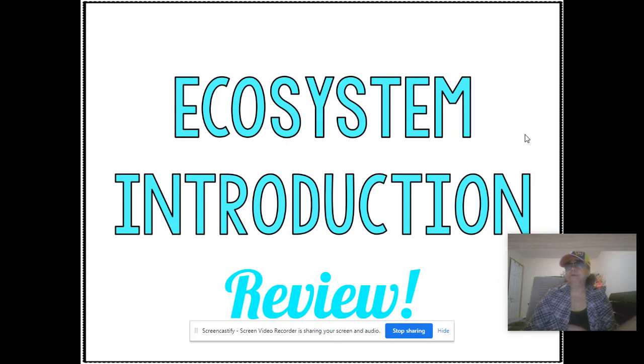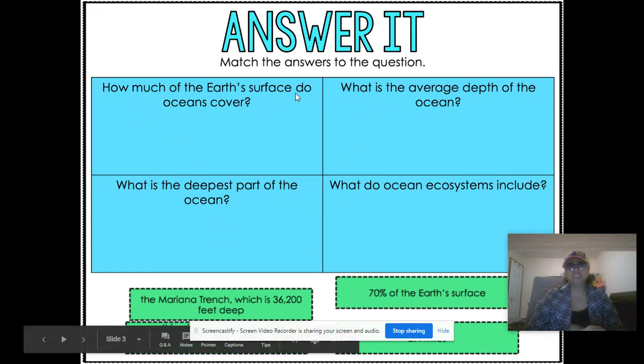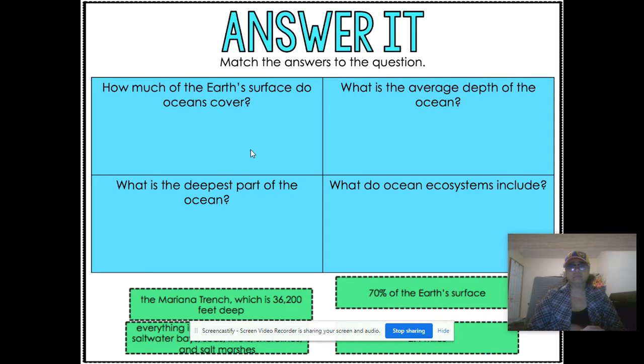You've taken up one interesting unit when you were in grade 7, interactions within ecosystems, right? But we will now discuss in particular the ocean ecosystem. So there is this slide, answer it. I want you to match the answers to the question, okay? How much of the Earth's surface do oceans cover?